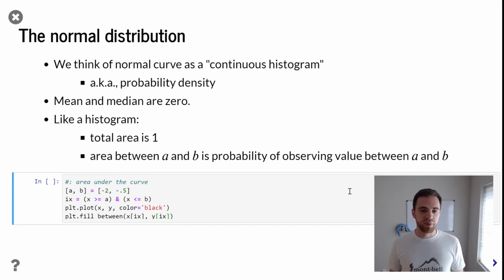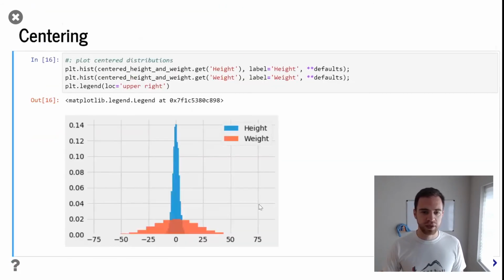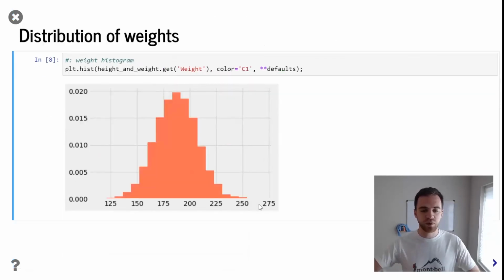Remember from a histogram you can get the probability that a weight is a certain value. Let's go back to our original histograms here. I could say, what's the probability that a person in this data set is between 200 and 225? Well, then I would find the area of the histogram from 200 to 225, because that's the proportion of people that lie in that interval.